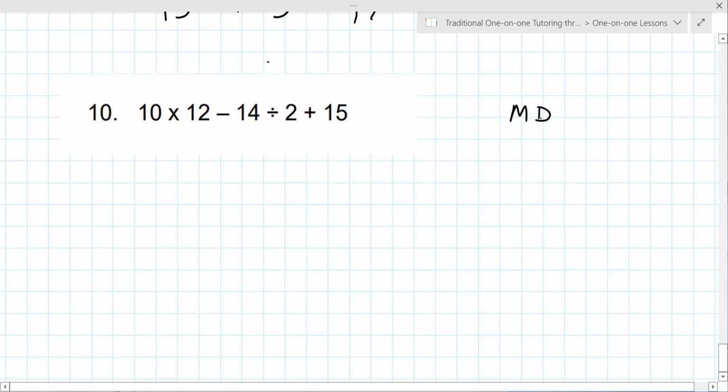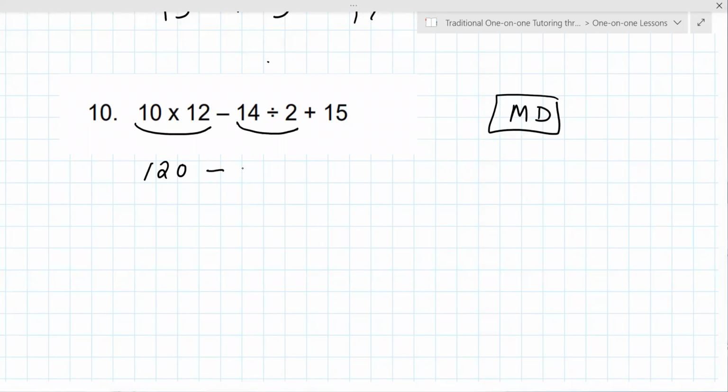Probably you're going to do the division or multiplication. Multiplication and division have the same precedence, so you do it from left to right. So I would do the times first and then the division. 10 times 12 is 120. I can't see what you're writing down, so if I were right in front of you, I wouldn't have said anything. I apologize for that. But 14 divided by 2 is 7.